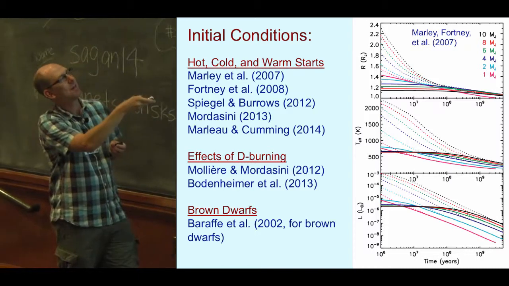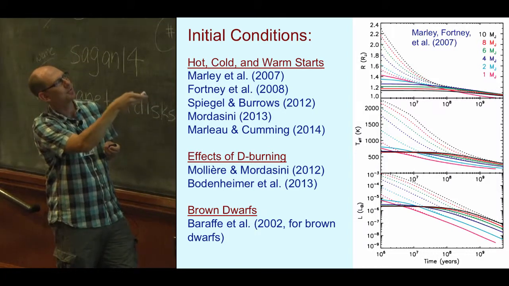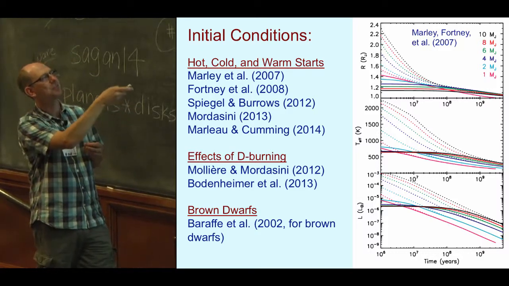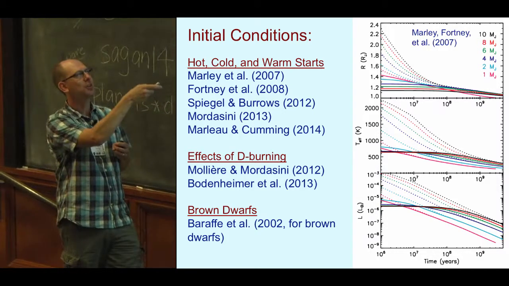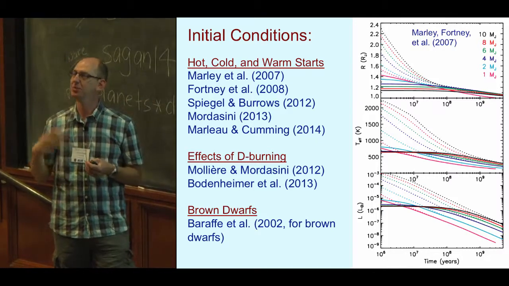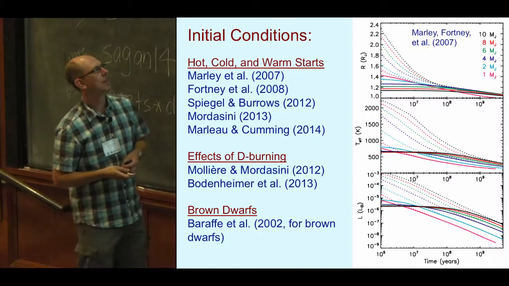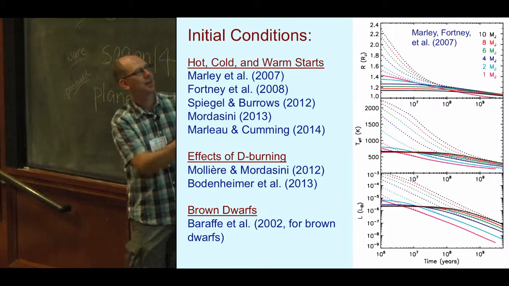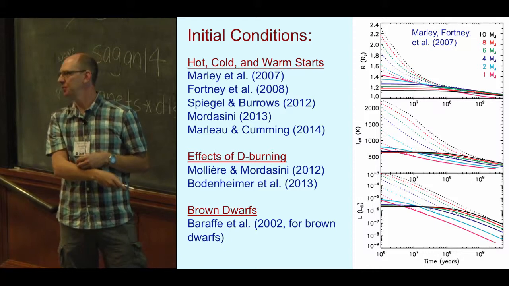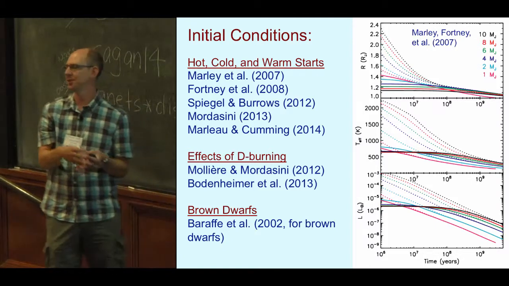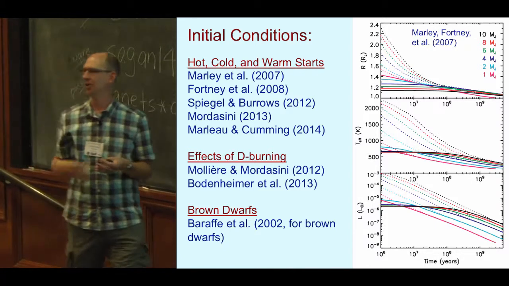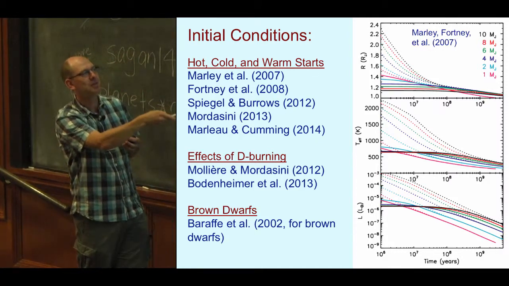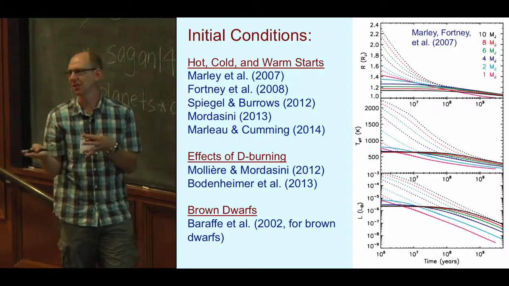And then Marleau and Cumming had a nice paper that just got accepted to Monthly Notices this year that looks at a variety of cases and how you might be able to ascertain what kind of start you had by looking at the luminosity at a young age. There's also been papers that have looked at the effects of deuterium burning. This is interesting because these models stop at about 10 Jupiter masses. But you can imagine if you want to go to 12 Jupiter masses, 14, 16, you're going to have deuterium burning turning on. So these two papers look at how deuterium burning is different between a hot start and a colder start.